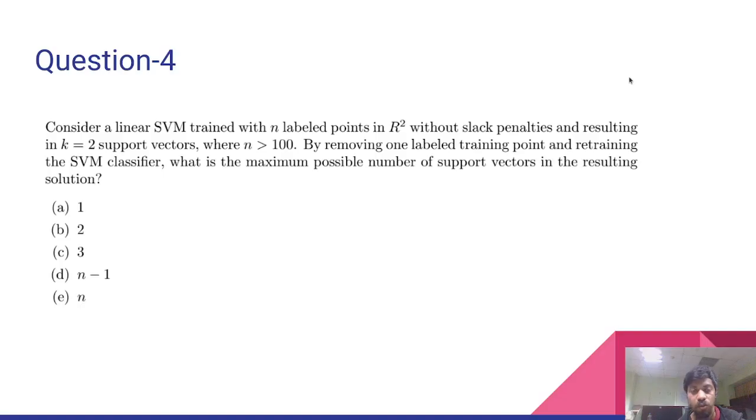This is the question. So basically, ignore this. Consider that you have n points, and one of the points is removed. Now you want to perform SVM on it, and how many points can you choose as support vectors?